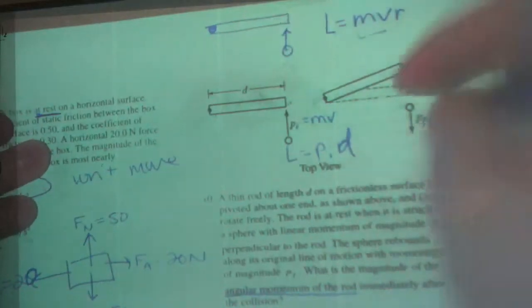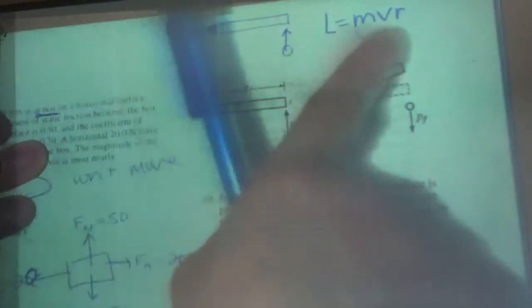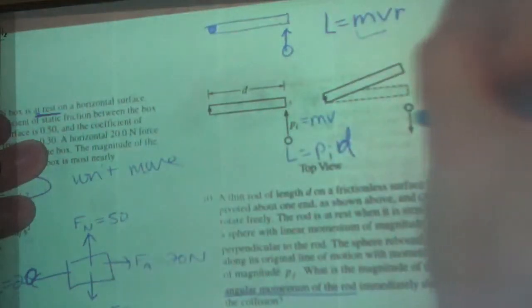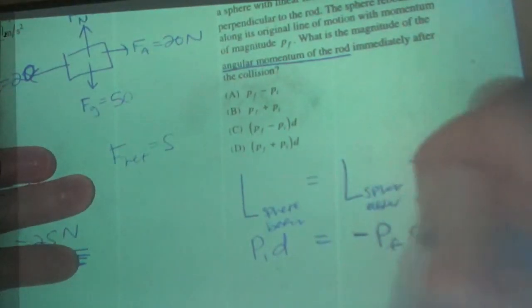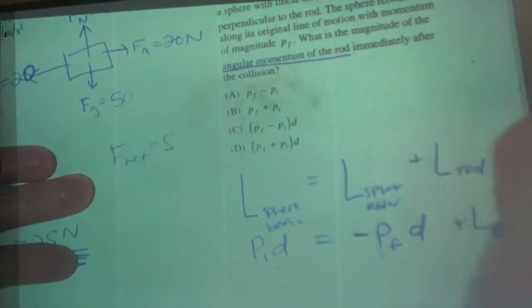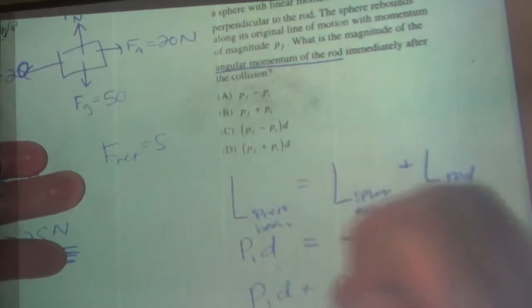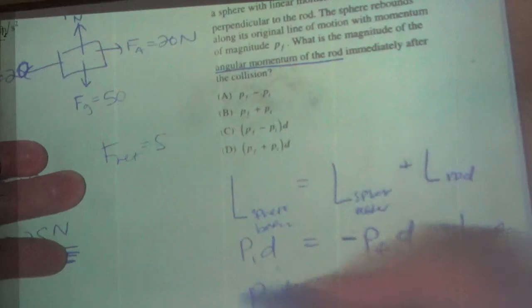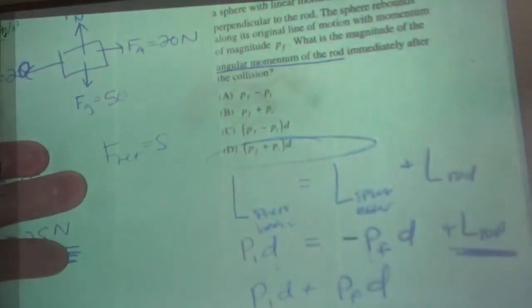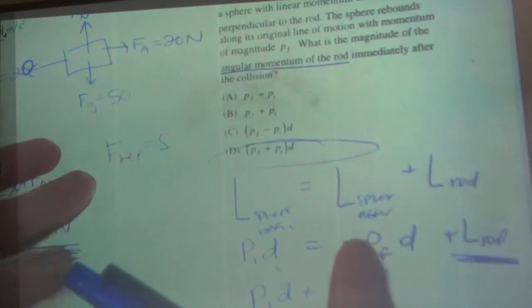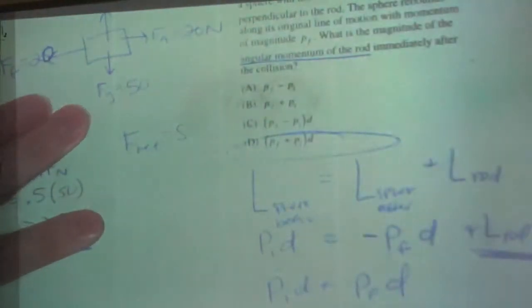What I need to be careful with here is I just changed directions. Instead of going counterclockwise, now this is like a clockwise angular momentum, so I need to be careful with the sign here. So my sphere before we said was PID. My sphere after is negative PFD, because that's like my mv after, plus the L of the rod. I'm trying to solve for L of the rod, so I'm just going to add this over. I have PID plus PFD. And then if I factor out the D, there's just PF plus PI times D. You get C if you didn't pay attention that this would be in opposite direction. So actually the change here is like this minus, or not minus, plus that value. Okay.